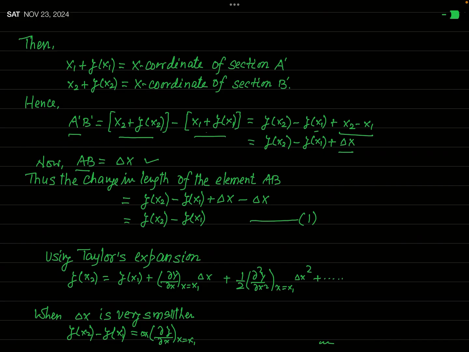So when the rod is not vibrating, the length of the element AB is delta x, and when the rod is vibrating longitudinally, this element becomes A dash B dash and its length is this much. So definitely there will be a change in length of the element, and you can now easily find the change in length. As I have told you earlier, in this lecture we are going to find the equation of motion. And how will you find the equation of motion?